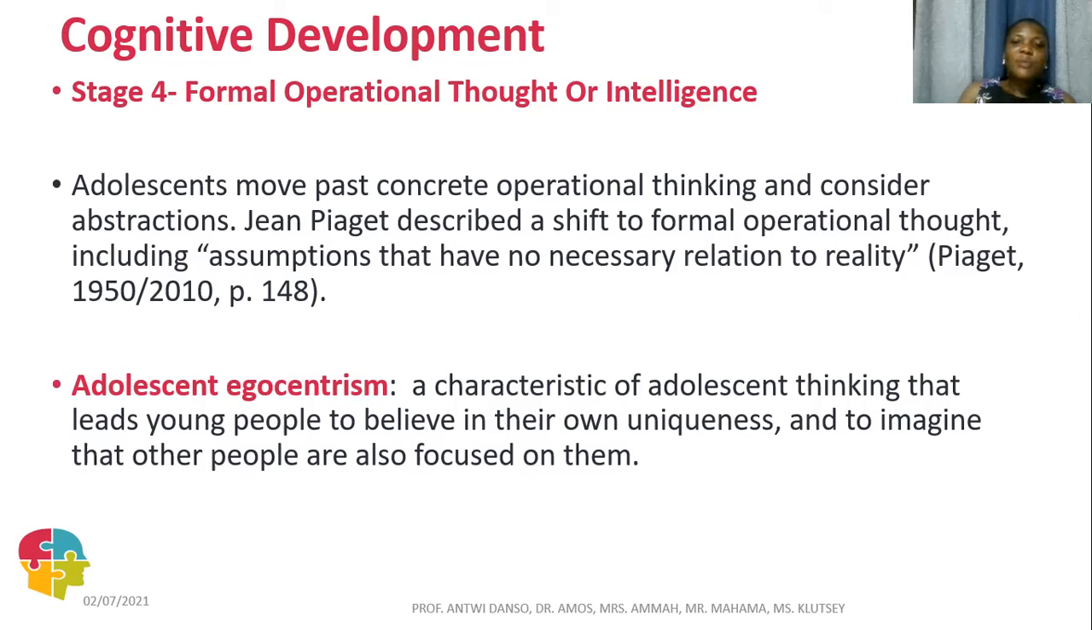In formal operational thought or intelligence, adolescents have what we call egocentrism. So adolescents believe in their own uniqueness and they imagine that other people are so focused on them. Whilst people are young and they get to the adolescent age, you see them standing in front of the mirror, admiring their own uniqueness, how they are different from other people, how other people are looking at them.